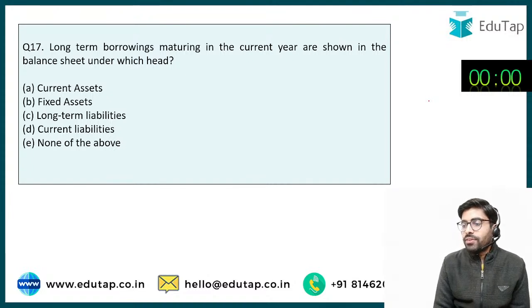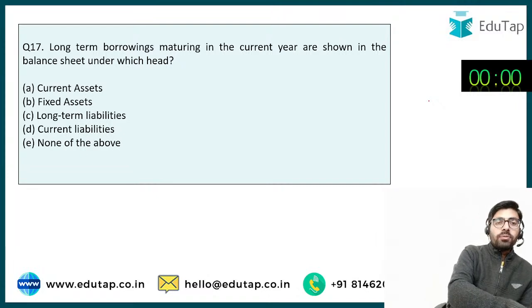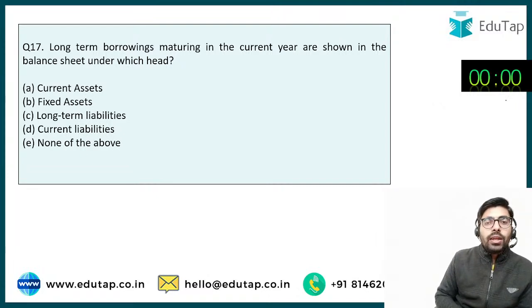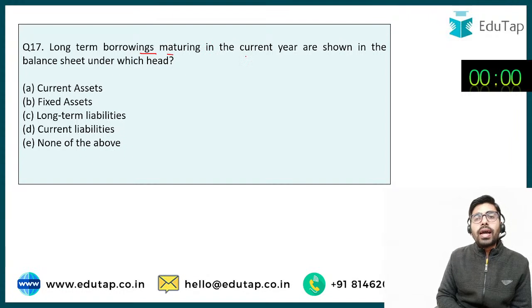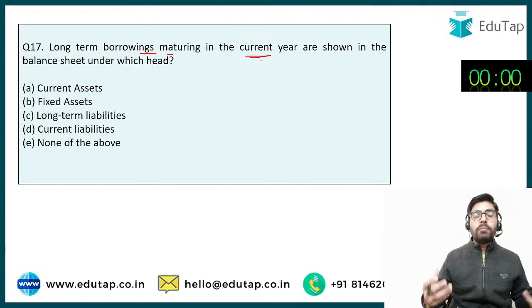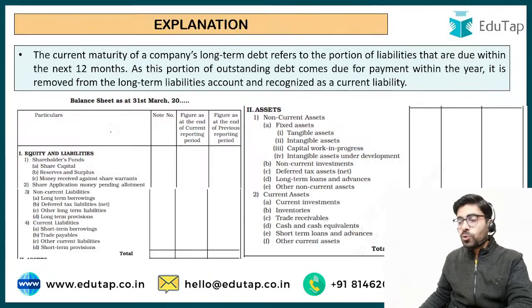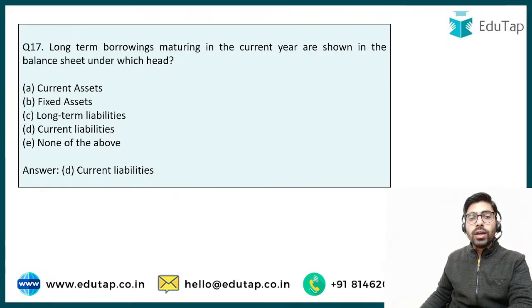I'm getting the answer is option number D from Sonia, Vinayak, Pankaj, Pooja, Anupama, Anuradha. All of you are saying option number D. So if I had taken a loan, okay, but this loan is going to mature in the current year. So if this loan is going to mature in the current year, this is basically going to be my current liability because iski payment I have to make the payment within this year only. So this is going to be my current liability, and that's why it is shown under the current liability head.